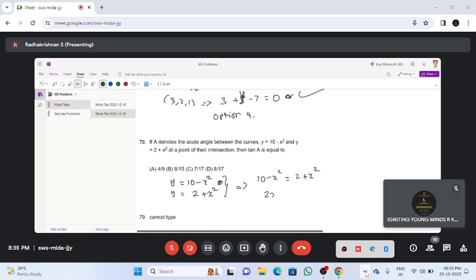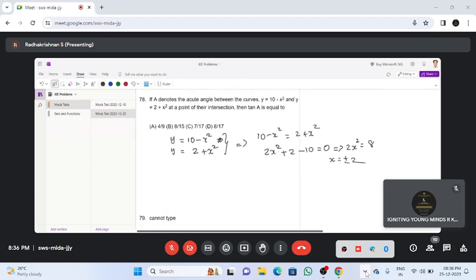Here you get 2x square plus 2 minus 10 equal to 0. 2x square equal to 8. x equal to plus or minus 2. Right? x equal to plus or minus 2.